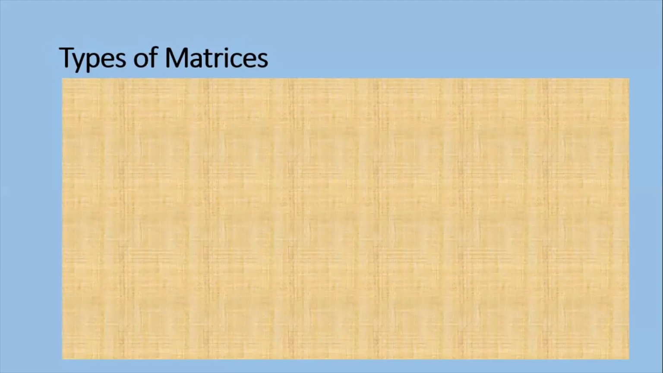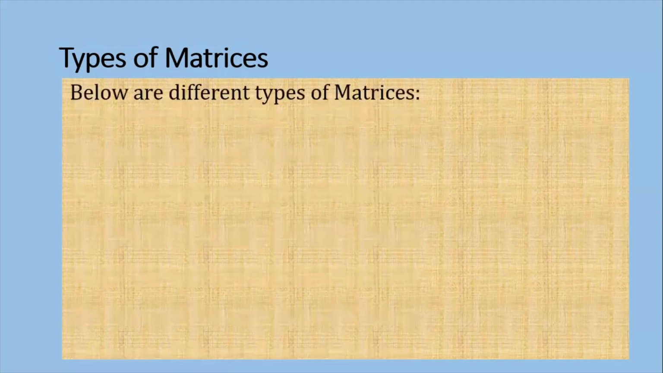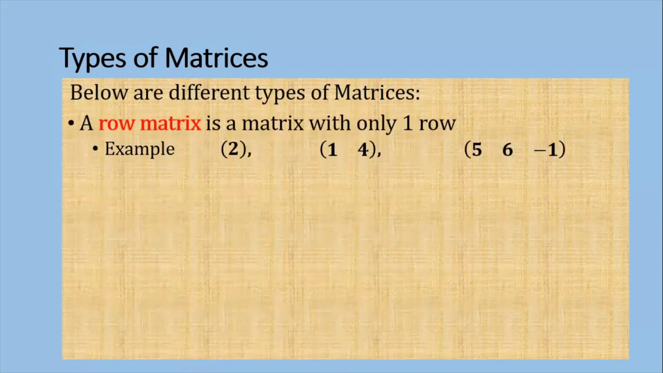Now, we've seen that a matrix consists of an array of numbers, right? We've talked about the order of the matrix. Now, what is interesting to know is, are there different types of matrices? Yes, you have. Let's see that together. So, the first one is a row matrix. A row matrix is a matrix with only one row. So, for example, 2, 1, 4, 5, 6, minus 1.